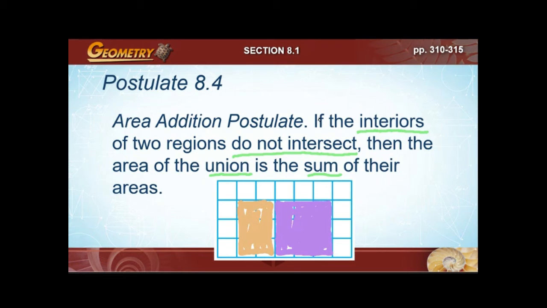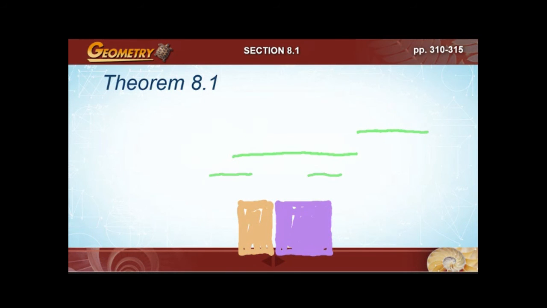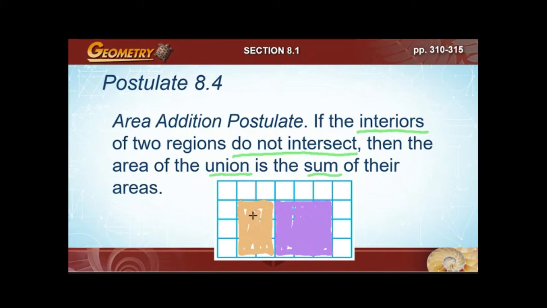If the interiors of two regions do not intersect, then the area of the union, right? And union means the two things together. So the area of the union is the sum of their two areas. So we can find the area of the orange section and the area of the purple section, add those together and get the area of the entire region that we have there.